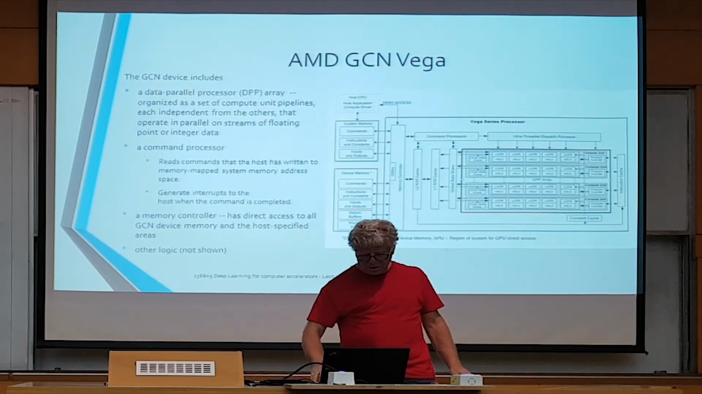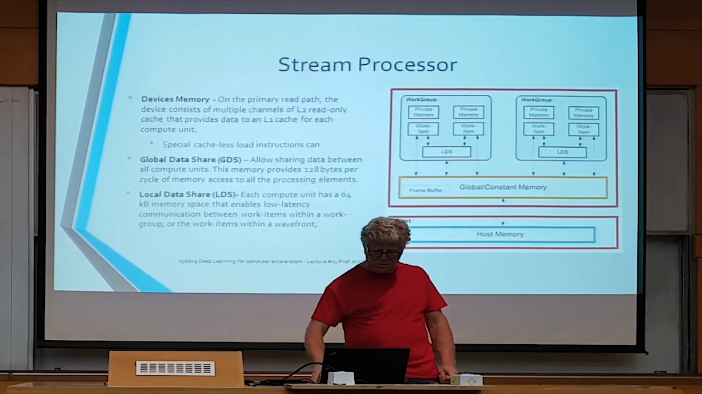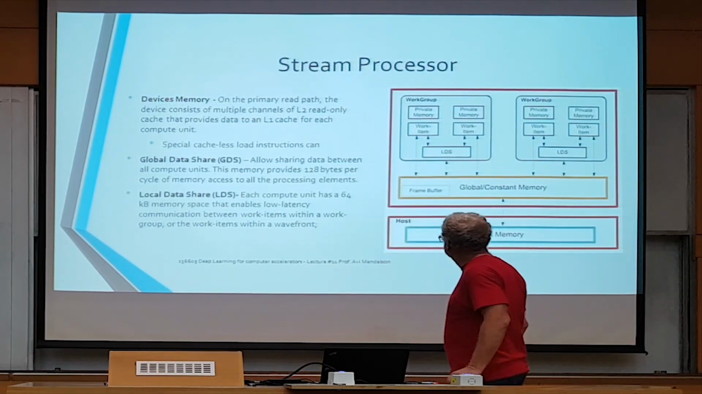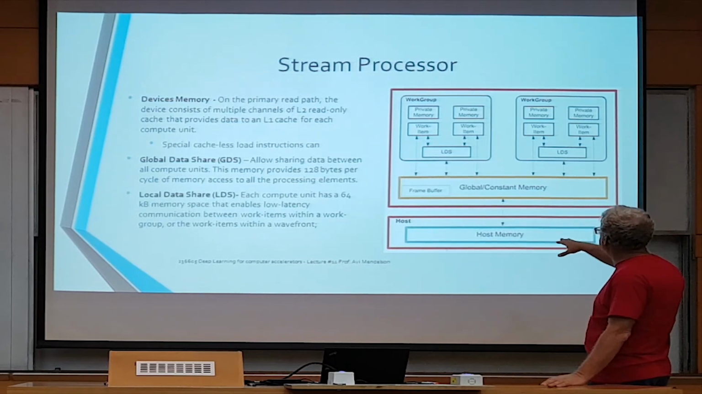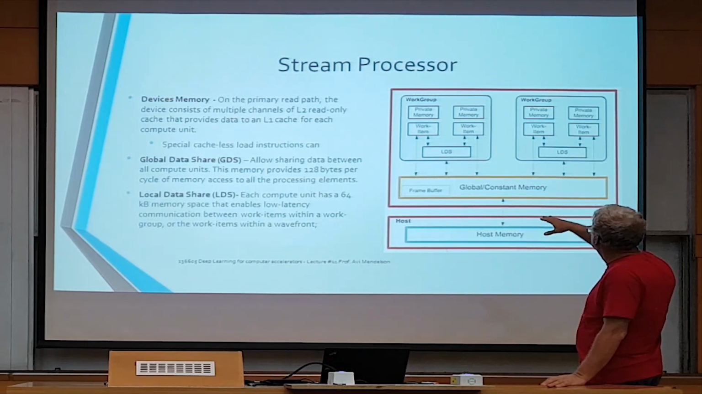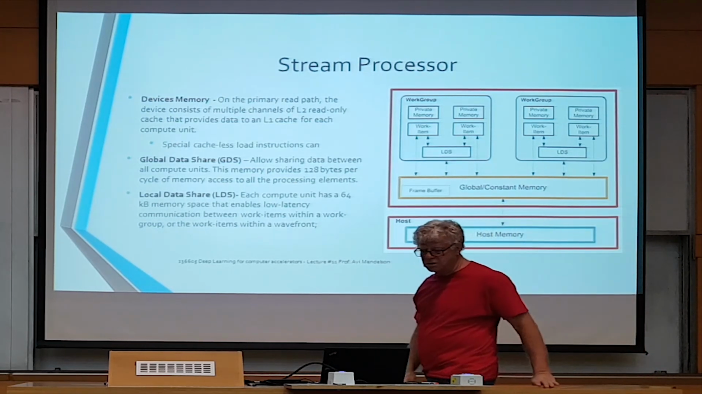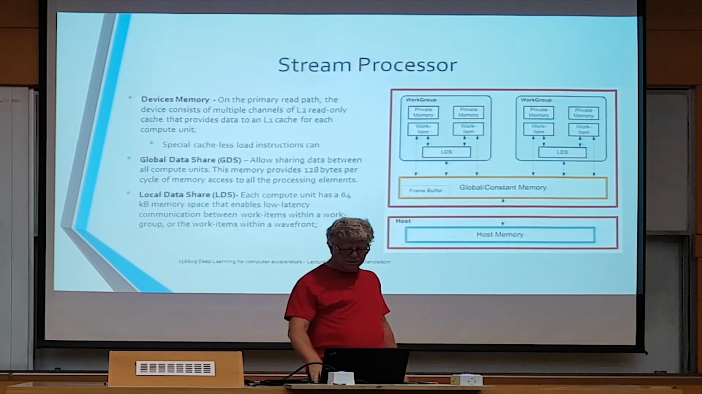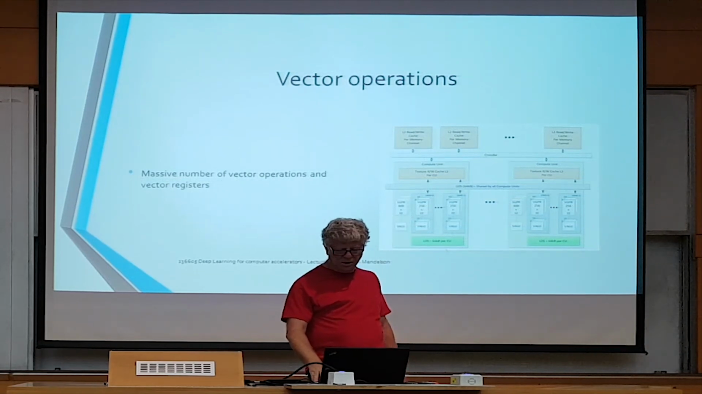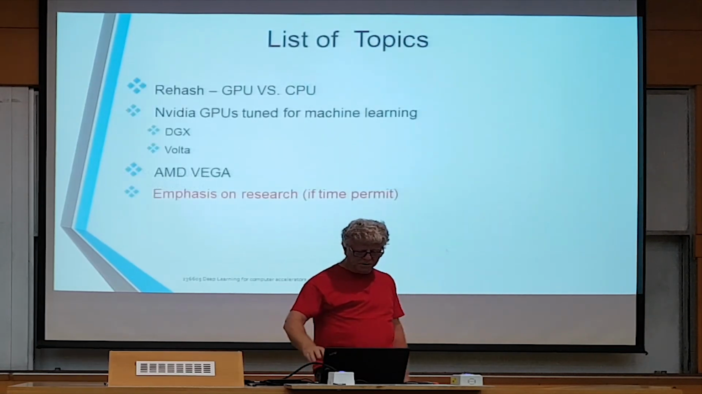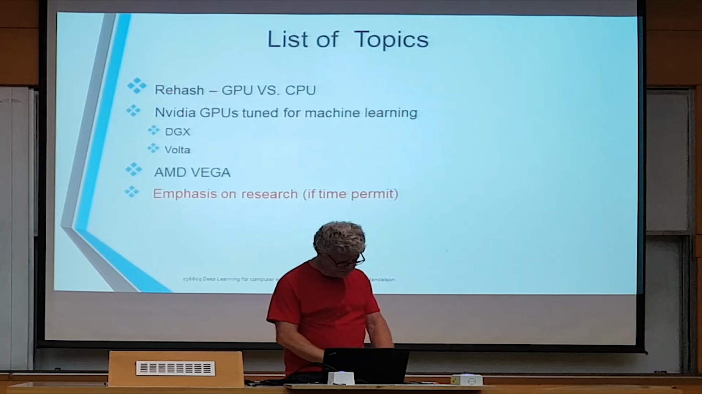So I think that I'll stop here. By the way, this is again the idea that, with the host memory, you have the global and the constant memory, which is quite similar to what we saw in Nvidia, but they have the vector operation. Okay, I'll stop here, and questions.